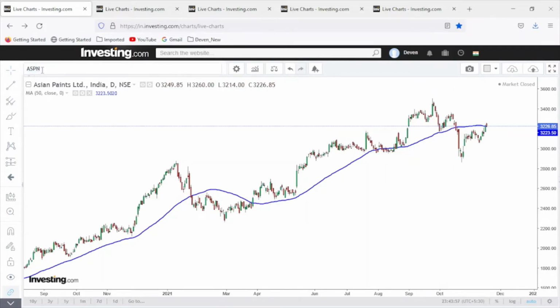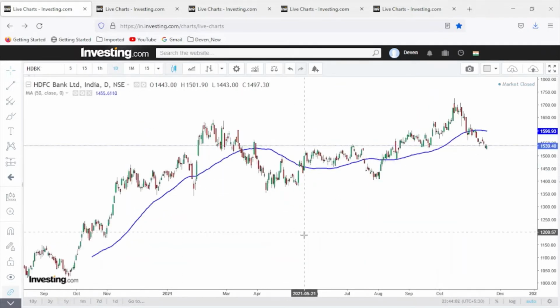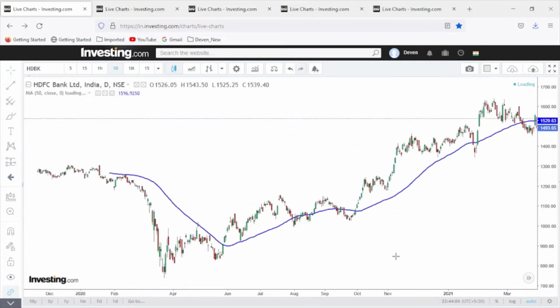Now let us see if this works on other stocks. There's a banking sector stock, HDFC Bank. This also you can see, whenever the price tested this 50 MA, it bounced back. So that's an example of how we can use the 50 moving average as a buying opportunity, or we can also use it as a trailing stop loss.